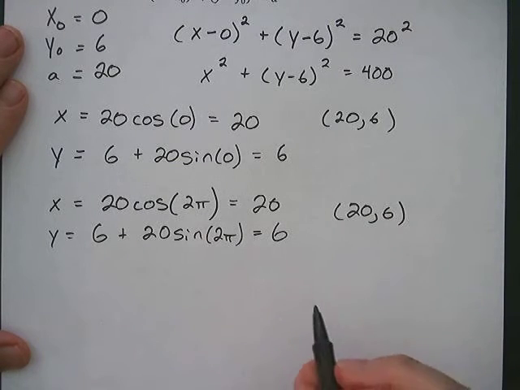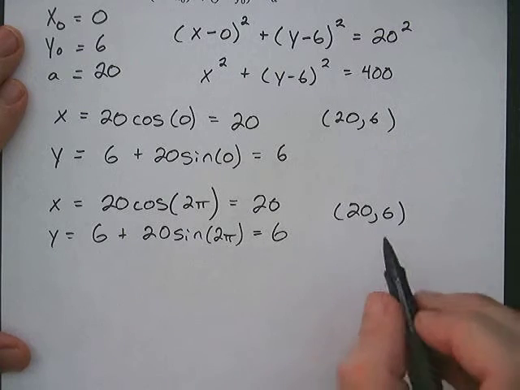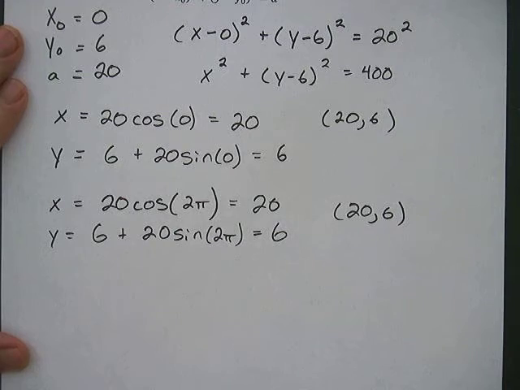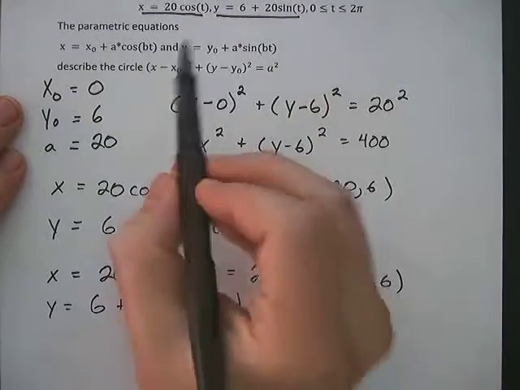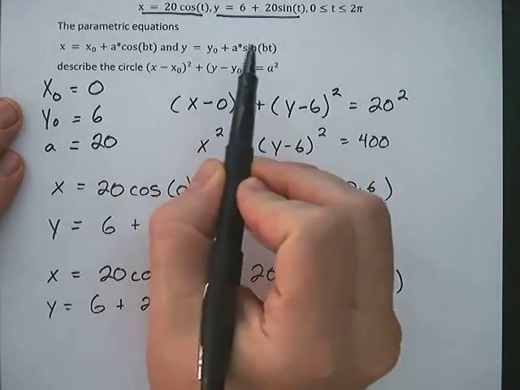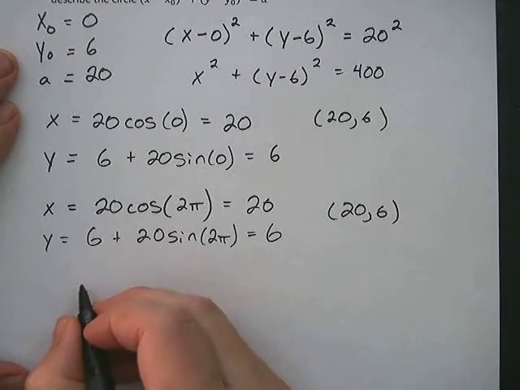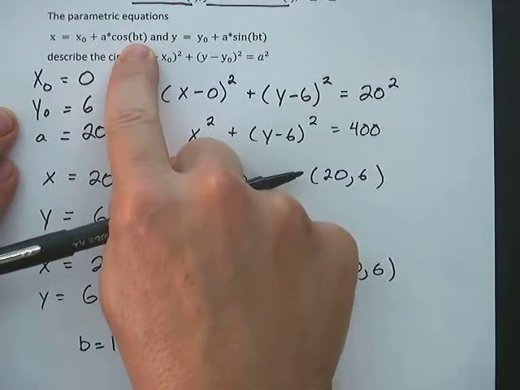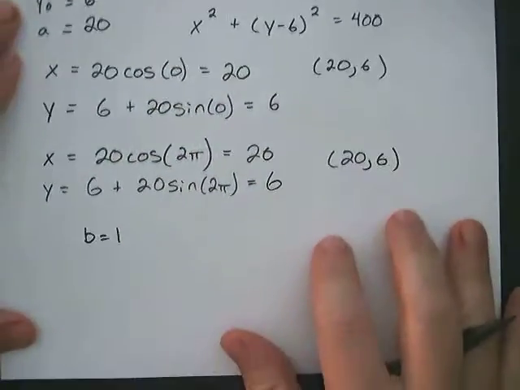Now the question is, we can see where it starts and ends, and we know it's a circle, but is it going to be a circle going counterclockwise or clockwise? How do we figure that out? Well, we figure that out by the b, which we haven't talked about, but you may have seen a b pop up right here and right here. Our b is equal to 1 in our case because in these equations there was nothing in front of t, so the b is equal to 1.